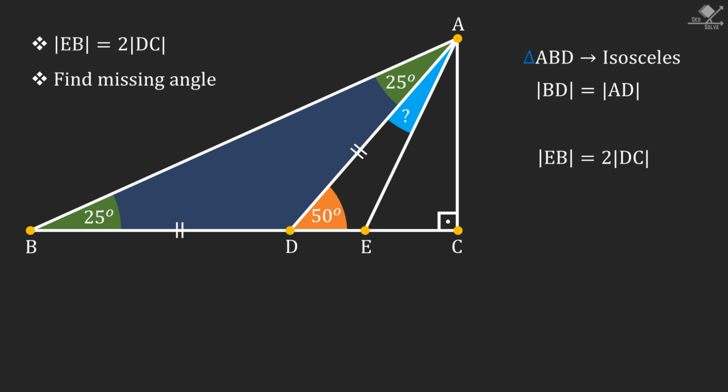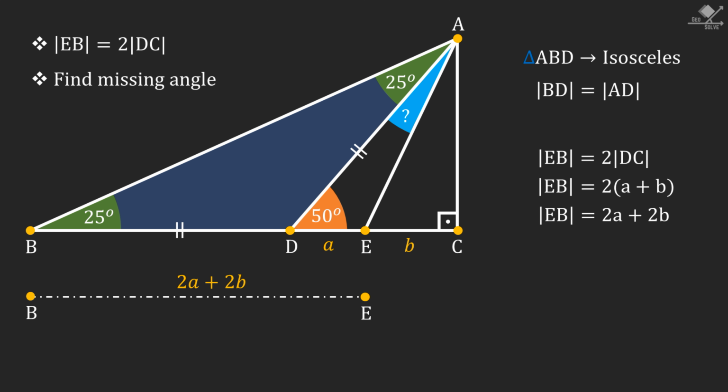First, let's call line segment DE as A and EC as B. Then instead of DC, we can write A plus B. So line segment EB will be 2A plus 2B units. Let's also see that on the diagram. Now we can see that line segment BD will be A plus 2B units. Let's move this length to its place on the question.